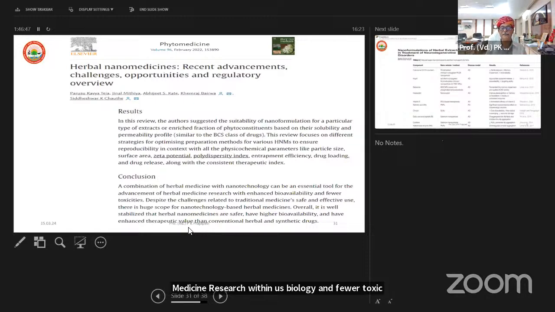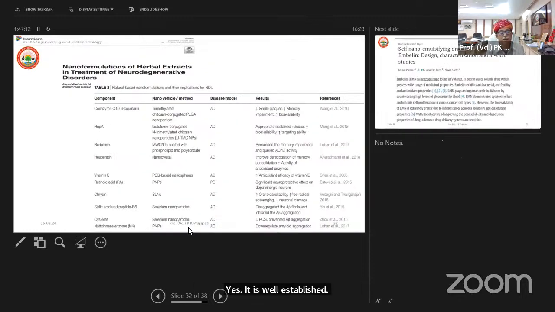Despite the challenges related to the safe and effective use of traditional medicine, there is a huge scope for nanotechnology-based herbal medicines. Overall, it is well established that herbal nanomedicines are safer, have higher viability, and have enhanced therapeutic value compared with conventional herbal and synthetic drugs. It is well established, but when we go for nano herbals, many things go on in parallel. So this is the nanoformulation of herbal extract in the treatment of neurodegenerative disorders, and we found some things in nano form.